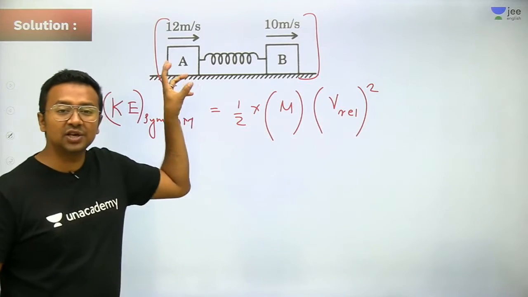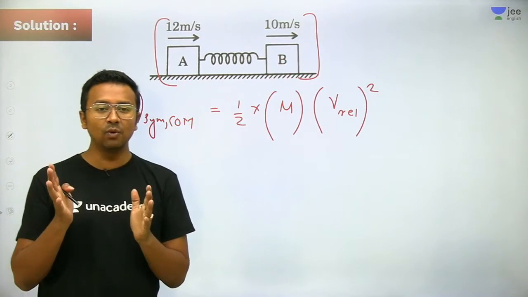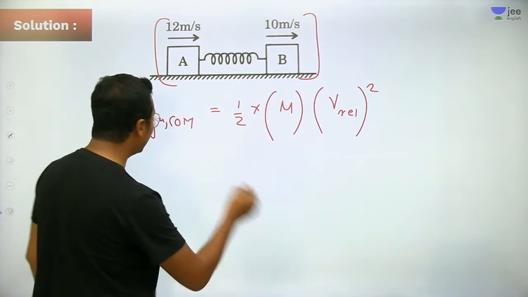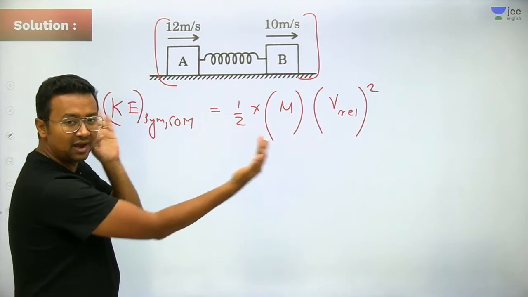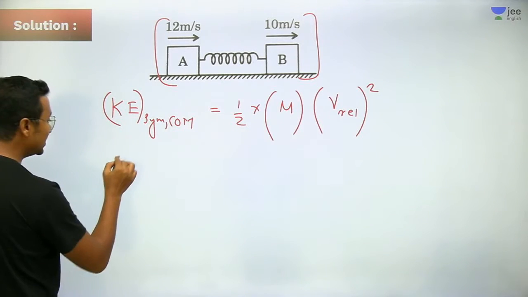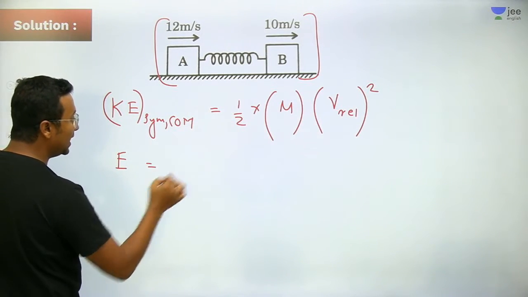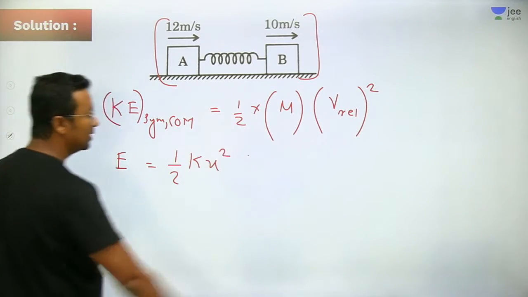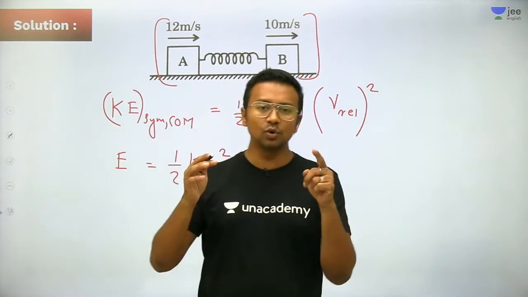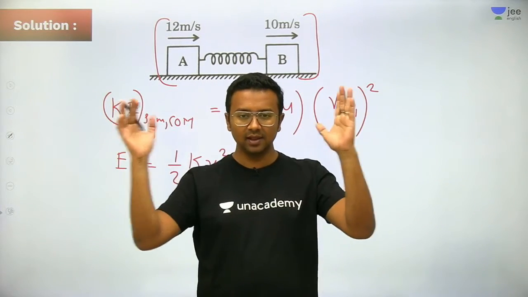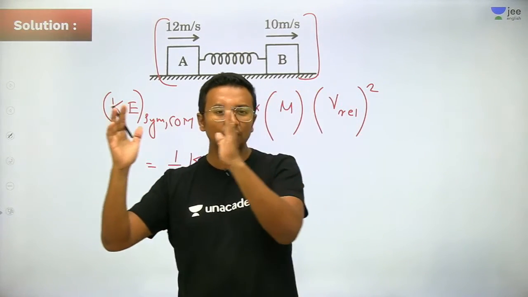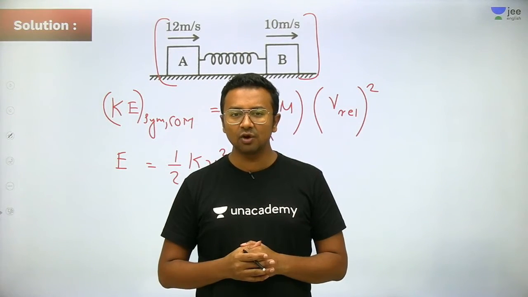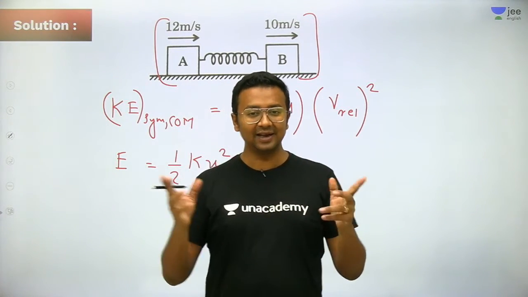So initially what this system had was equal to the kinetic energy of the entire system. Now, after it got compressed, what was the energy? Energy was only spring potential energy, half kx square. Now you will tell me, sir, you told us that A and B were combined and starting to move with the same velocity, so they should not have kinetic energy or what? Well, let us look at it.